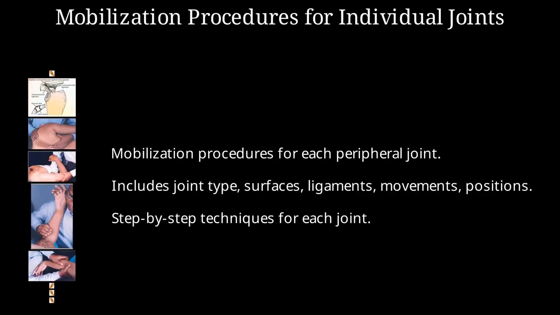Specific mobilization procedures are described for each peripheral joint, including the sternoclavicular, acromioclavicular, scapulothoracic, shoulder, elbow, wrist, hand, hip, knee, ankle, and foot joints. Each procedure details the type of joint, articular surfaces, ligaments, movements, positions, and step-by-step mobilization techniques.